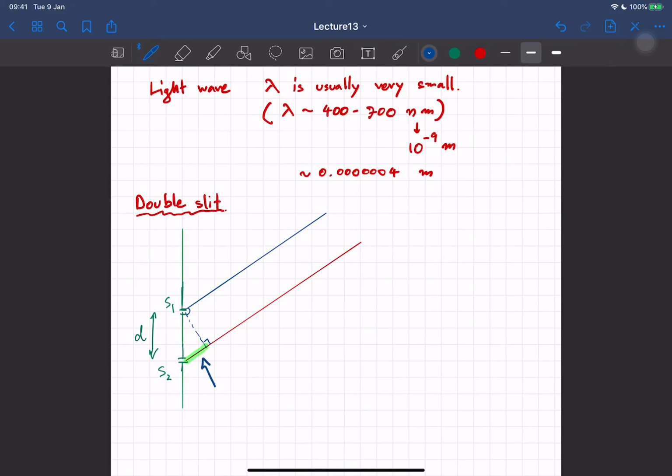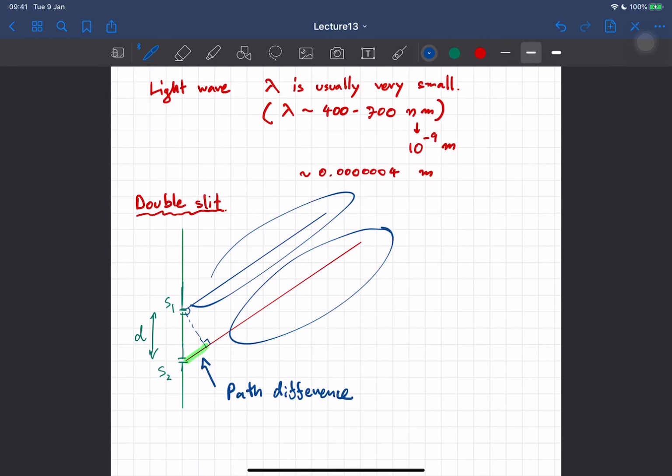So this section is the path difference that we want. Only that small green section there is the path difference. The rest is approximately the same length. It's not exactly the same, but it's good enough. We are not wrong by much. So our task is just to find how long this green section is.